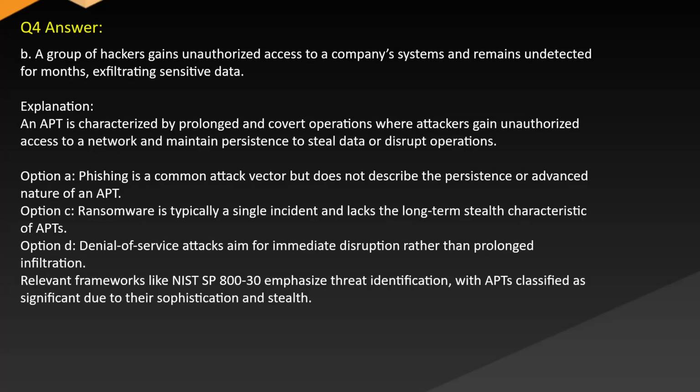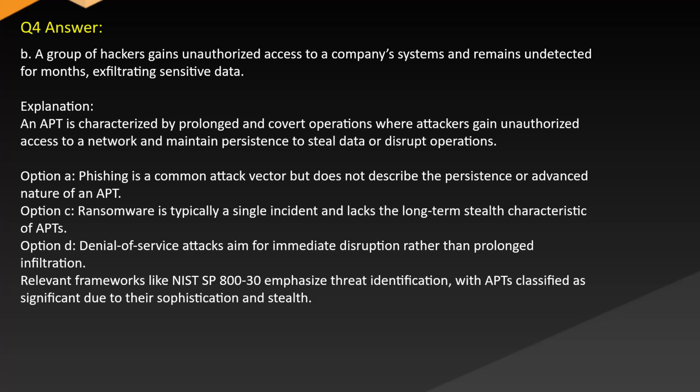Answer: B. A group of hackers gains unauthorized access to a company's systems and remains undetected for months, exfiltrating sensitive data. Explanation. An APT is characterized by prolonged and covert operations where attackers gain unauthorized access to a network and maintain persistence to steal data or disrupt operations.